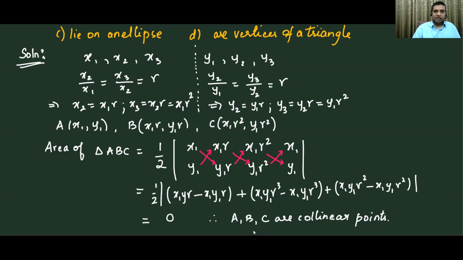Now I didn't use any concept other than coordinate systems here. I did not use the concept of slopes. If you use the concept of slopes, this is much easier. Slope of AB is equal to slope of AC, and that shows that they are collinear.